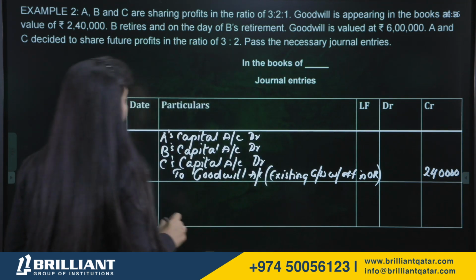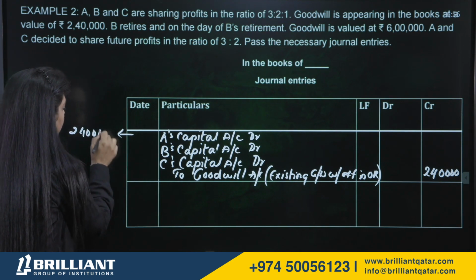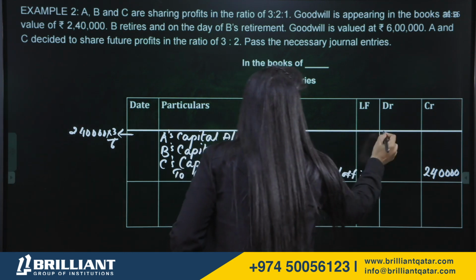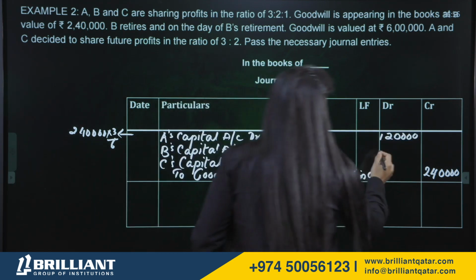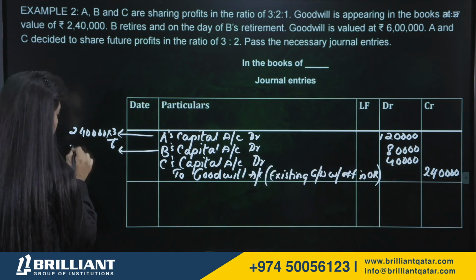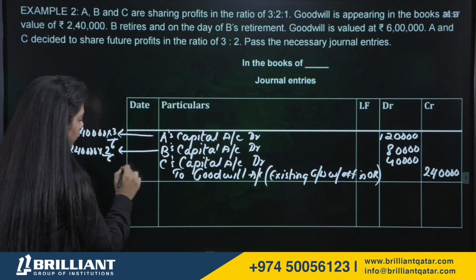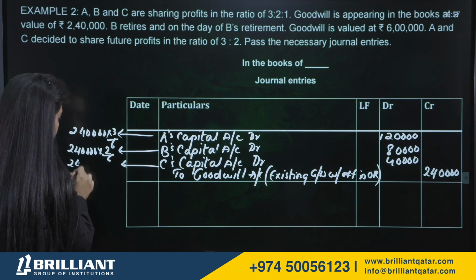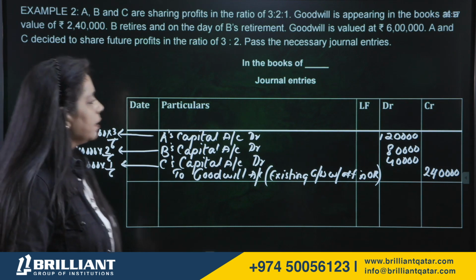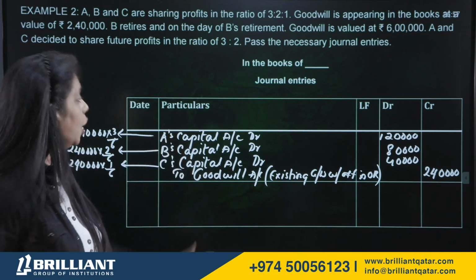So for A, it is 2,40,000 into 3 by 6, that's 1,20,000. For B it is 2,40,000 into 2 by 6, which is 80,000, and for C it is 2,40,000 into 1 by 6, which is 40,000. So that is 1,20,000, 80,000 and 40,000, which is distributed to the partners in the old ratio.